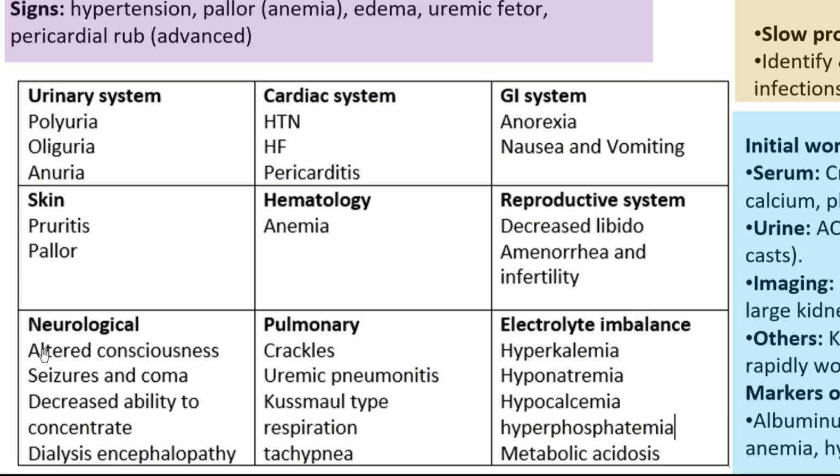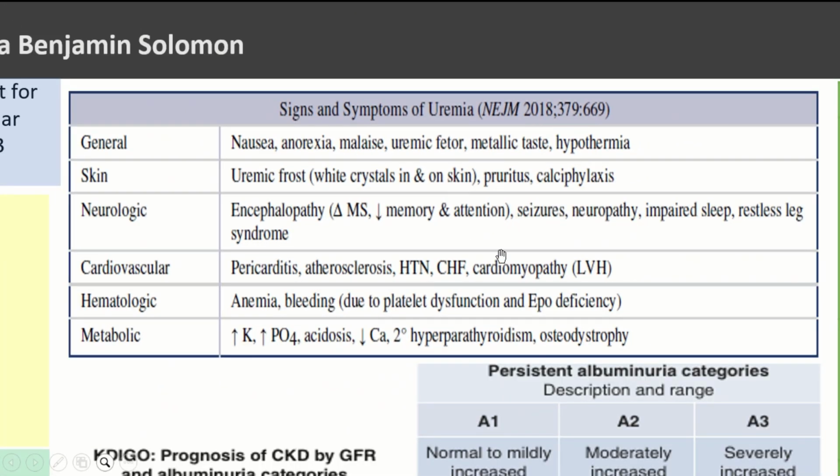Then we have the pulmonary system where we have crackles, and this could come as a result of increased water retention leading to pulmonary edema. We can have uremic pneumonitis, Kussmaul type respirations, and tachypnea. We can also have electrolyte imbalances like hyperkalemia, hyponatremia, hypocalcemia, hyperphosphatemia, and metabolic acidosis. This hypocalcemia and hyperphosphatemia are going to play a very big role in the pathophysiology of renal osteodystrophy.